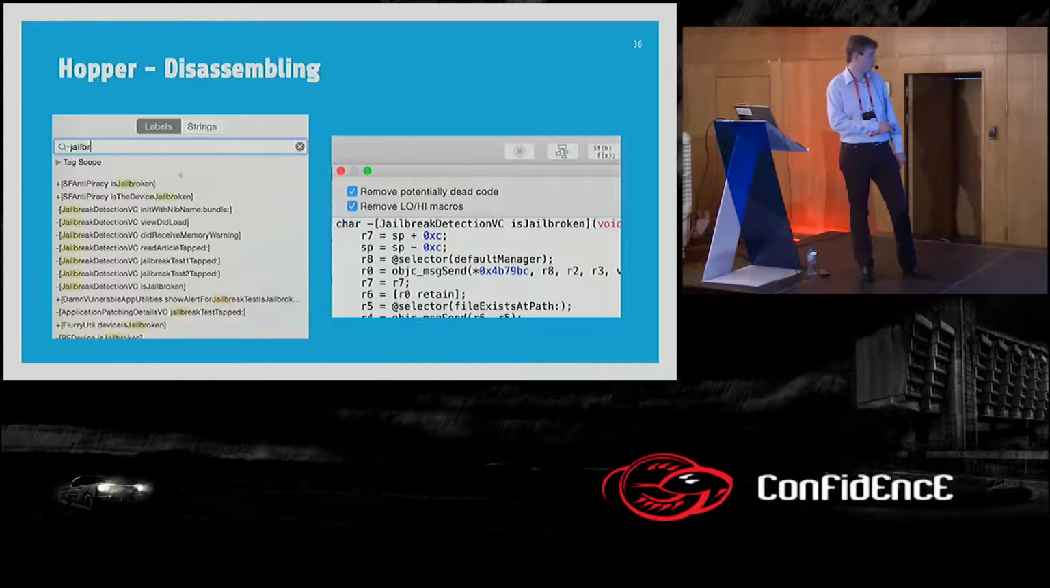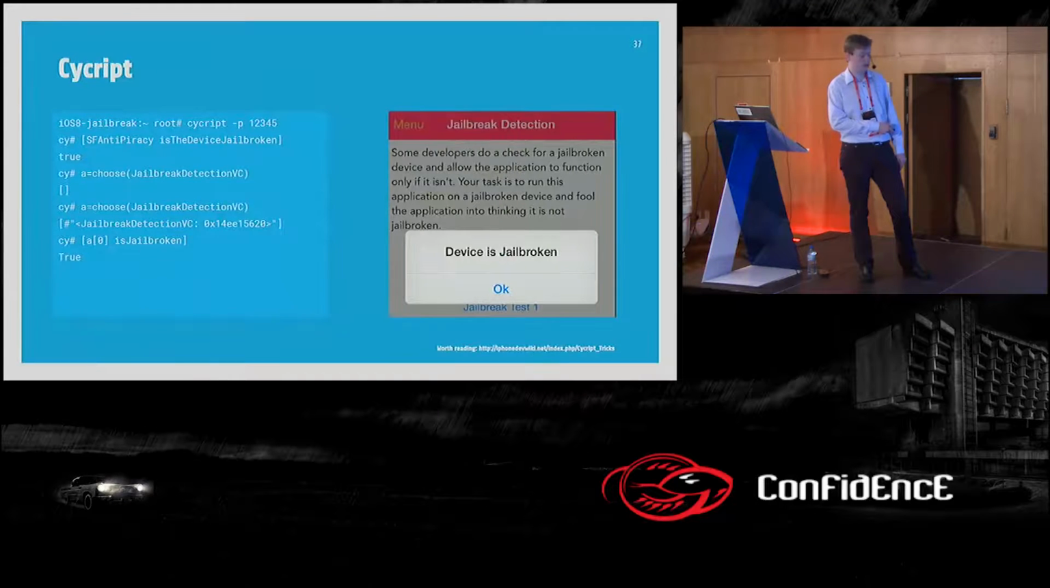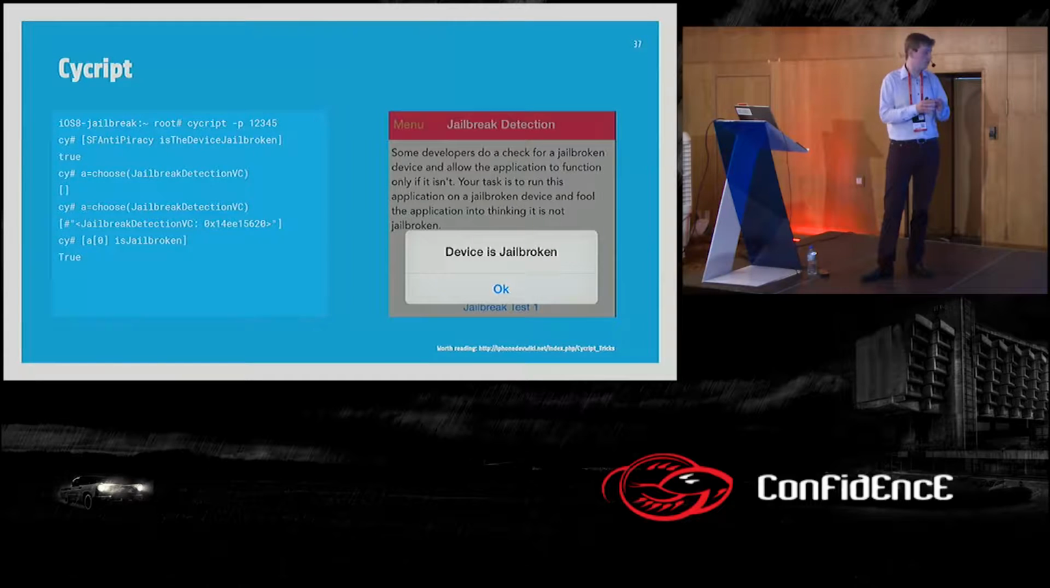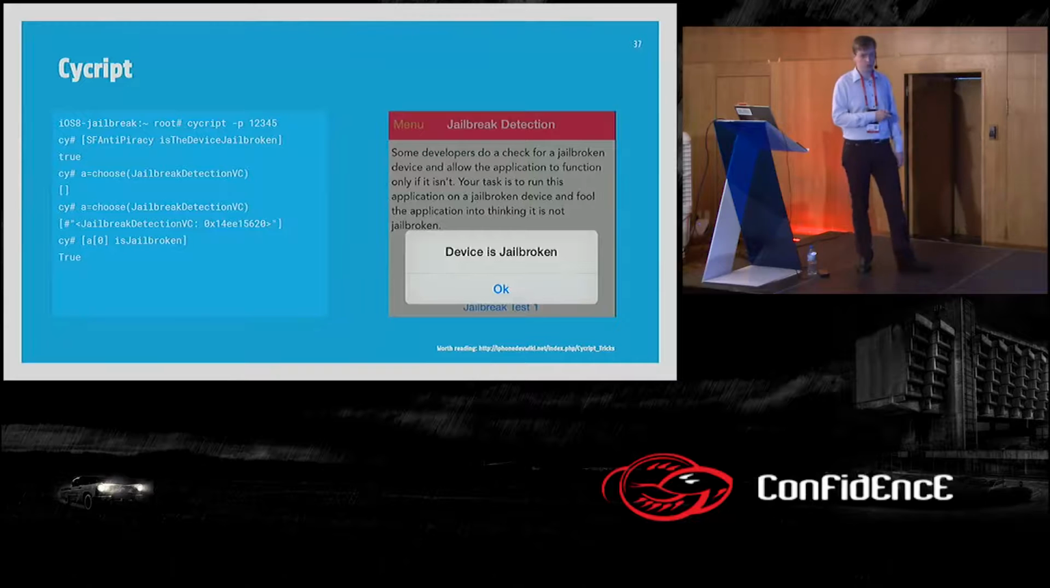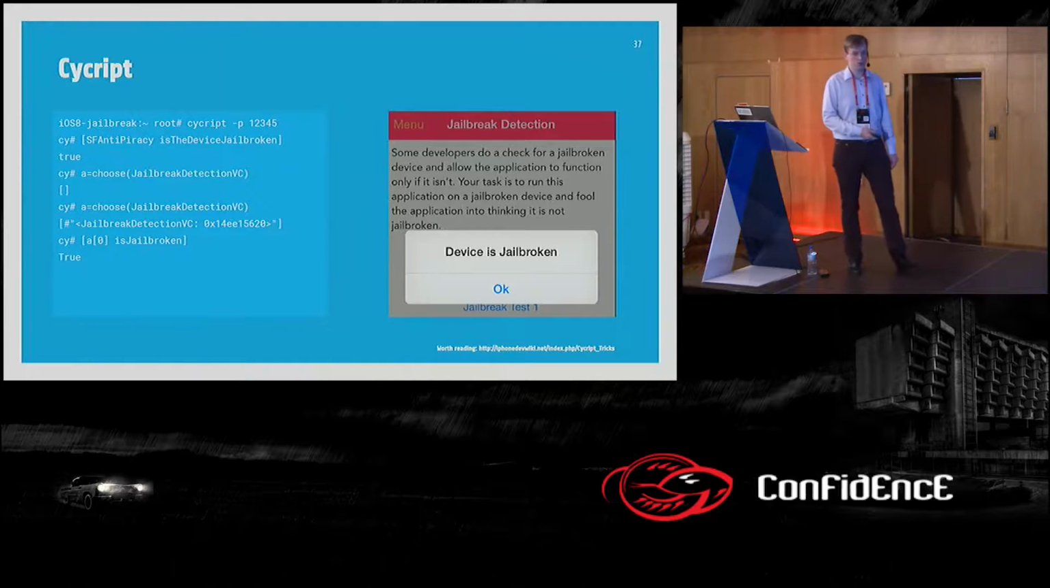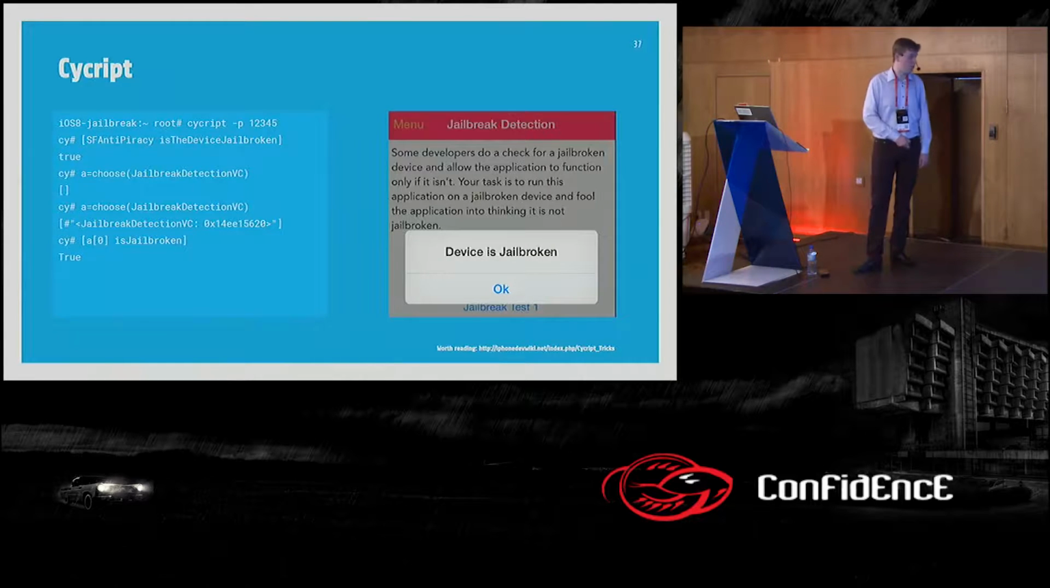Now we want to call the second method, that is JailbreakDetectionVC isJailbroken. We can see this minus, so this is an instance method. Now in the script, you have a function called choose. Choose will go through the heap and look for the signature of this particular class, and it will return an array of instances of this class. So you put choose, and there is an empty array, no instances. This is because we haven't tapped the second button yet, the second test. After we do it, we do another choose. The object was created. We have the address, and then we can call isJailbroken. So this is the main difference between an instance method and a class method. In an instance method, you need to have a particular instance already created in memory.